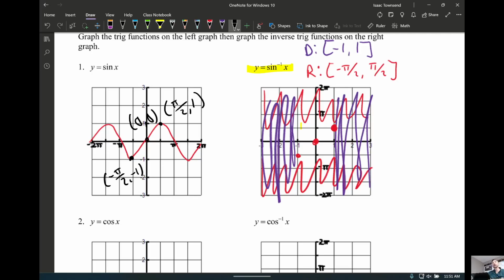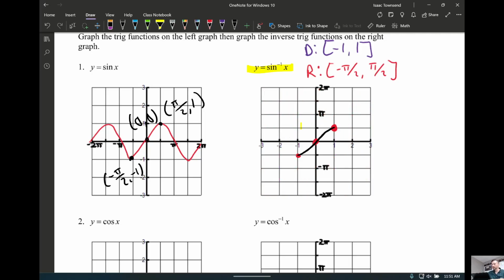Do the same thing here. Don't try to make this look like a straight line. Try to show a little bit of curvature to it. But that's what inverse sine looks like.